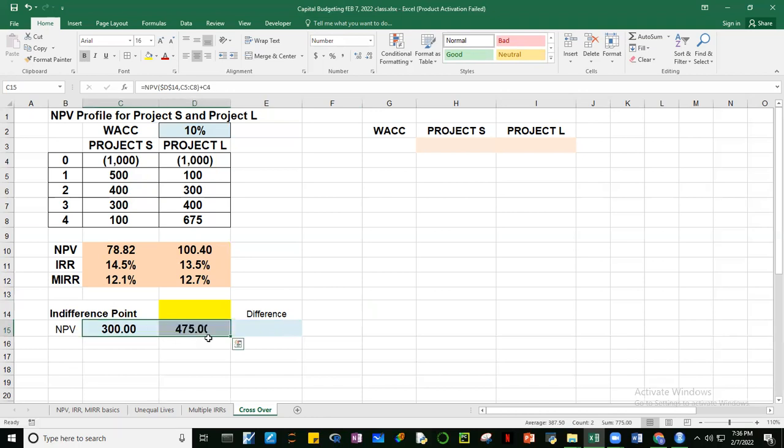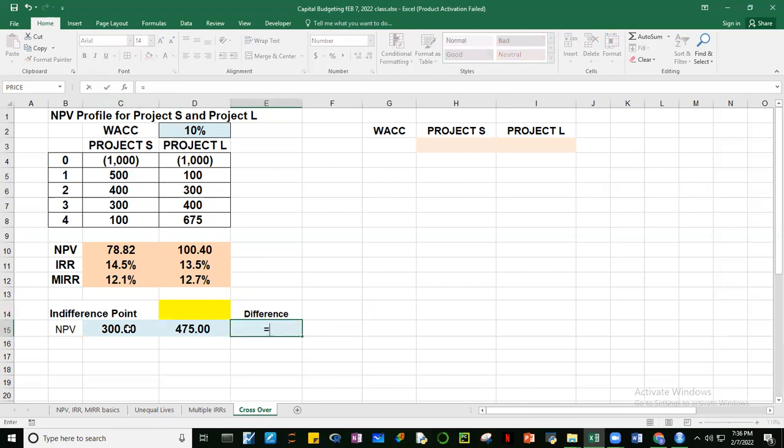Pag i-copy to the right natin to, 475 naman si project L. So at 0%, no, mas maganda si project L. So ang difference nila guys, ang difference nila is equal to project S minus project L. Okay, and ang difference nila ngayon, negative 175, which means that project L is better than project S by 175 pesos. No? Okay, isolve natin guys na dapat yung difference nila 0. Dapat pareho lang yung NPV ni project S and project L. So how do we do that?